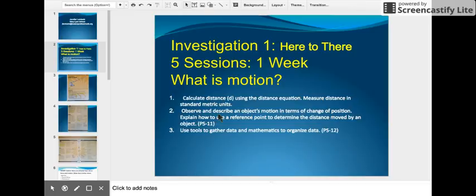And if you are wondering what the PS11 or PS12 means, this is just the actual standard that they're talking about. So this is Physical Science Standard 12.